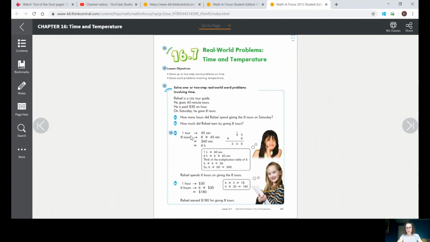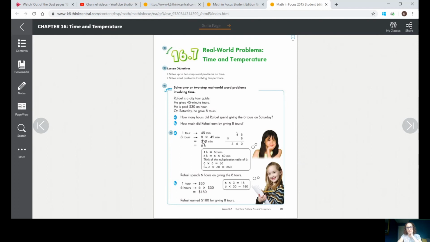So here's A. One tour is 45 minutes. 8 tours would be 8 times 45. Here's how they worked it out and got 360 minutes, which is the same as 6 hours. Remember that 1 hour equals 60 minutes, so 6 hours would be 6 times 60. That would get you 360. So Raphael spends 6 hours giving 8 tours.